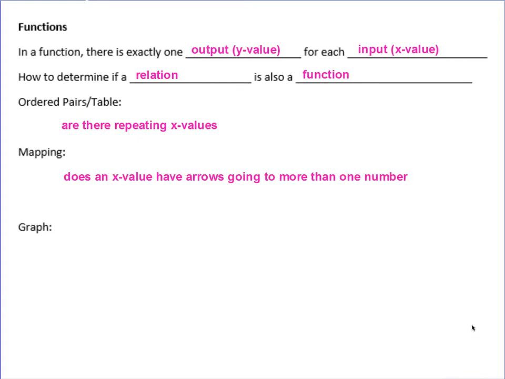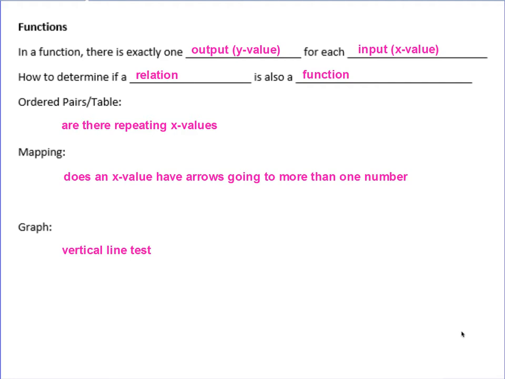In a mapping, we're looking for, does an x value have arrows going to more than one number? So if I have 2 in the x circle in a mapping, and it has 2 arrows coming out of it going to 2 different numbers, that would not be a function.